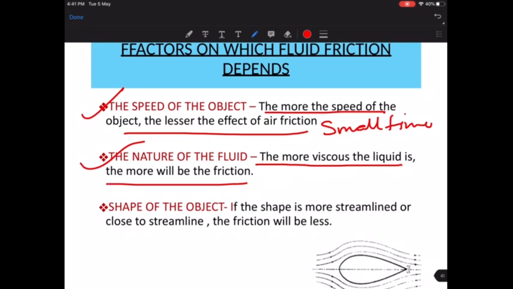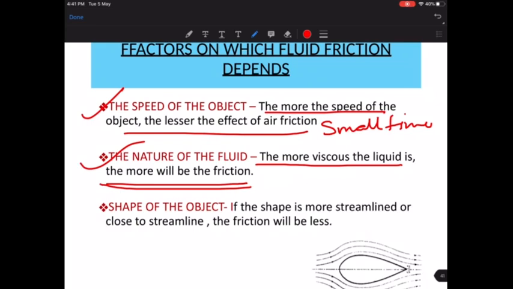Honey is more dense. Honey is more viscous. Viscous means denser. So the nature of the fluid matters. Suppose the fluid in which you're traveling is denser, then friction will also be more. Will you be able to swim in water easily, or will you be able to swim in honey or any other denser medium easily?